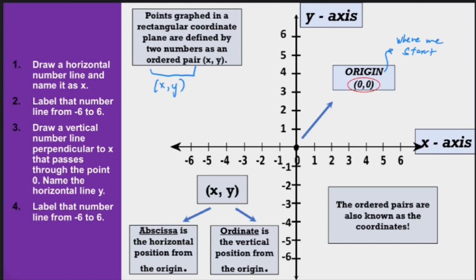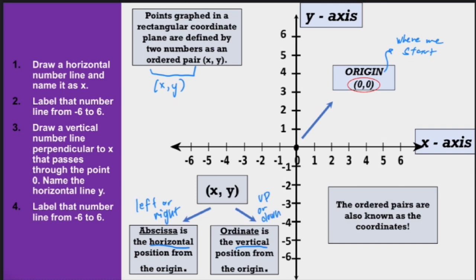And you might be wondering, why is it x, y? The x, again, is the horizontal position. So to put this into perspective, when we say horizontal position from the origin, it is the left or the right. While if we talk about the y, the ordinate, it says vertical position. This is the up or the down. So these are important details that you have to take note of.